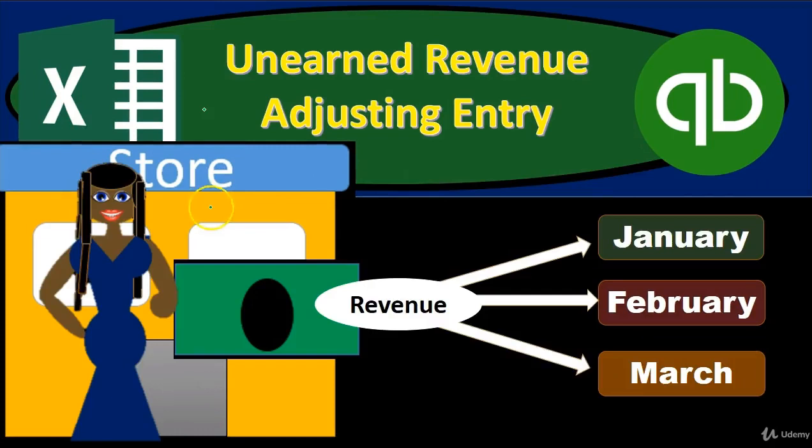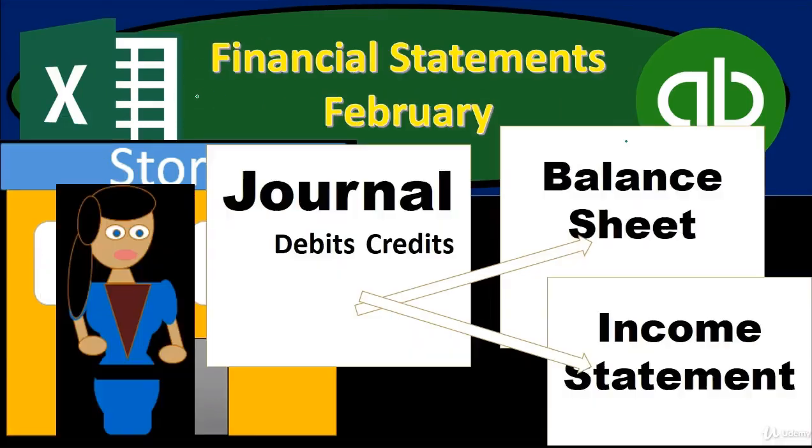We'll have the unearned revenue adjusting entry, a bit different here than the adjusting entry we typically see for unearned revenue in a normal accounting textbook, and we'll discuss why it will be a bit different and the functionality for that and the practicality of it in a real life situation of recording the books.